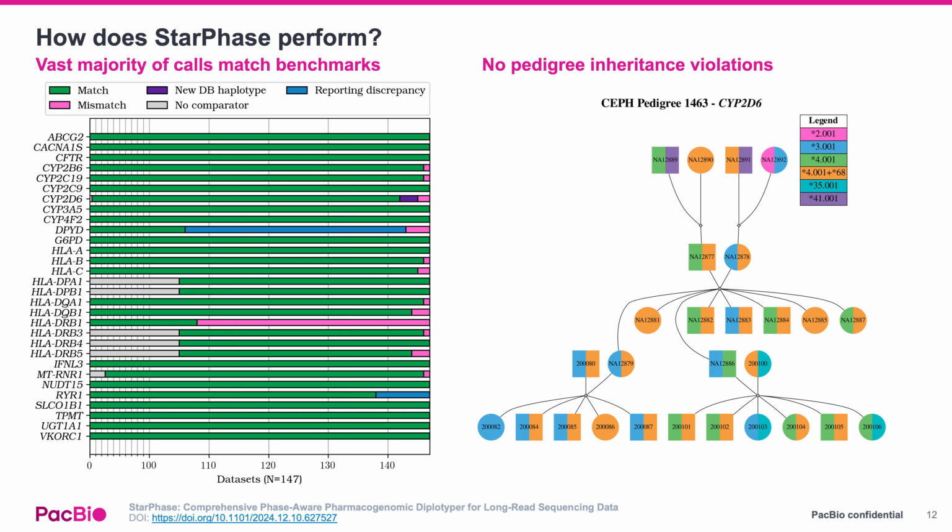We've actually done this for all of the genes that are listed on the left here for StarPhase, and so far we've not identified any inheritance violations even in these large pedigrees, giving us stronger confidence that StarPhase is in fact finding the correct results even when we have very complicated genes to work with.